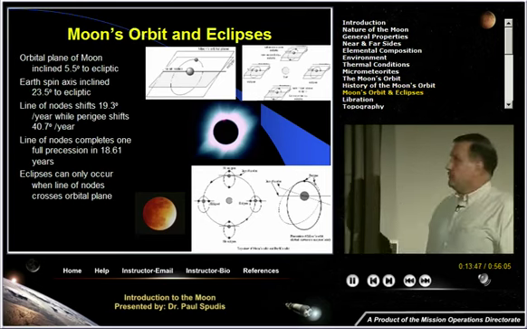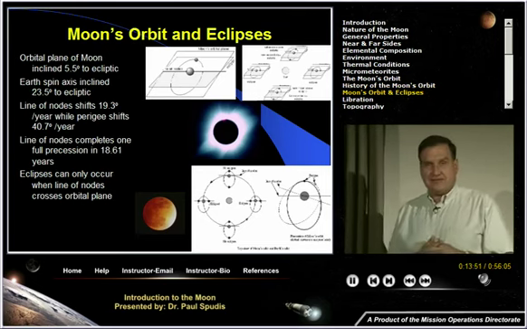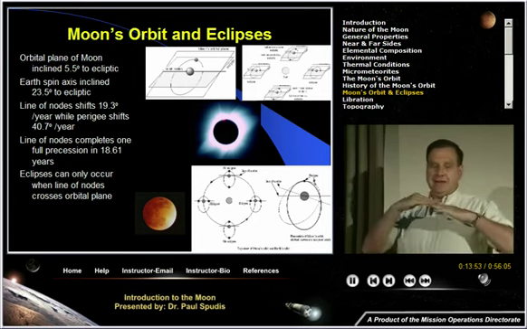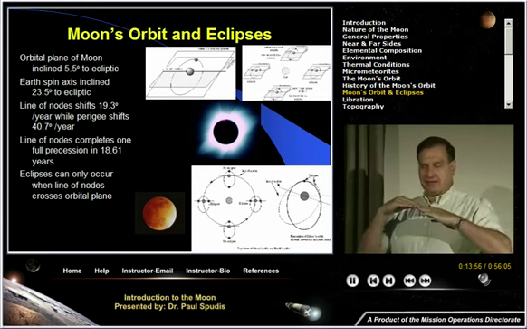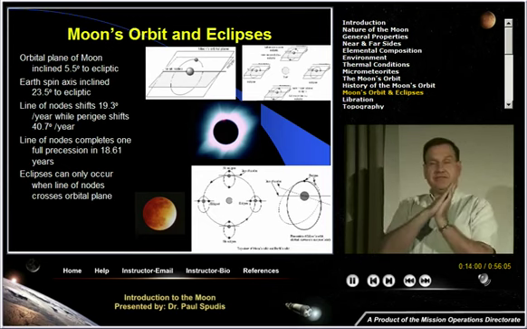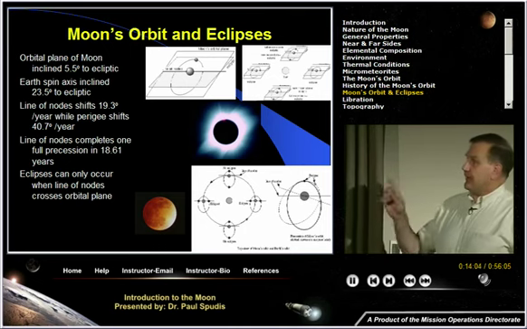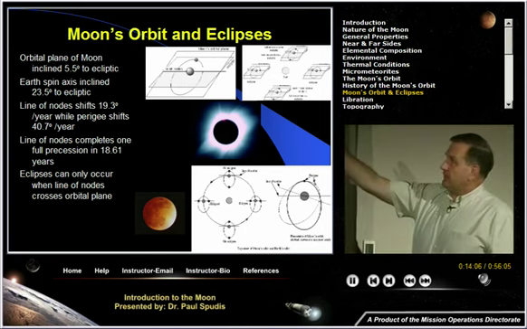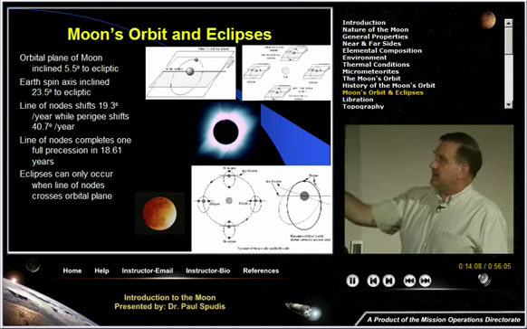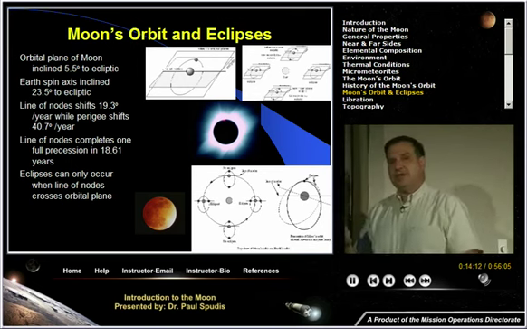Now, because the moon does come between the Earth and the sun, we actually have eclipses. The orbital plane of the moon is inclined about 5.5 degrees to the ecliptic, and the Earth's spin axis is inclined 23 degrees. So effectively, this line of nodes, the intersection between the moon's plane and the ecliptic, actually shifts about 20 degrees per year, while the perigee shifts about 40 degrees per year.